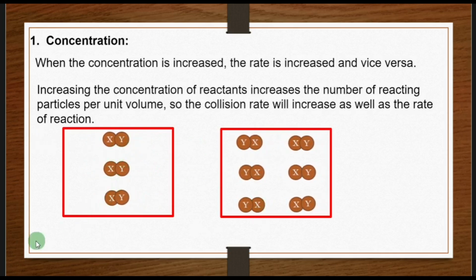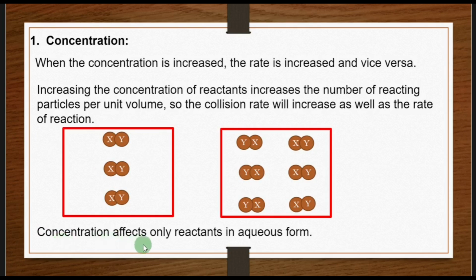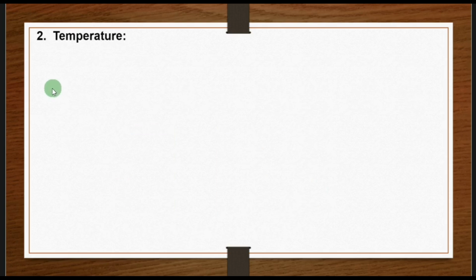All right, then we are saying concentration affects only reactants in aqueous form. So only reactants in aqueous form are affected by concentration. So let's look at another factor affecting the rate of chemical reaction, which is temperature. All right, so we are looking at temperature as a factor which affects the rate of chemical reaction.